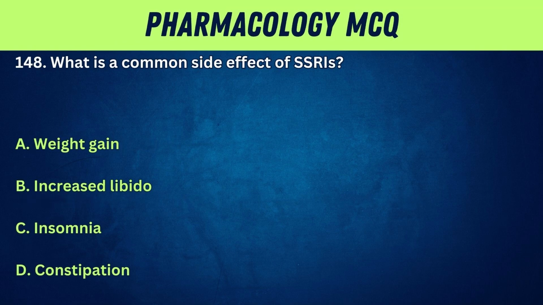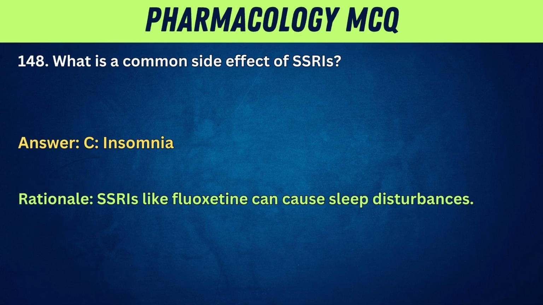148. What is a common side effect of SSRIs? A. Tendon rupture. B. Increased libido. C. Insomnia. D. Constipation. Answer: C. Insomnia. Rationale: SSRIs like fluoxetine can cause sleep disturbances.